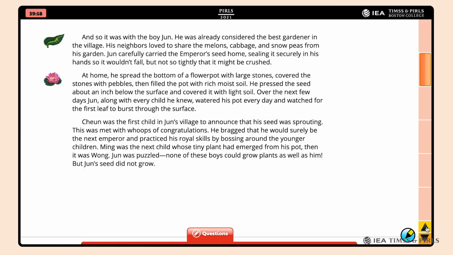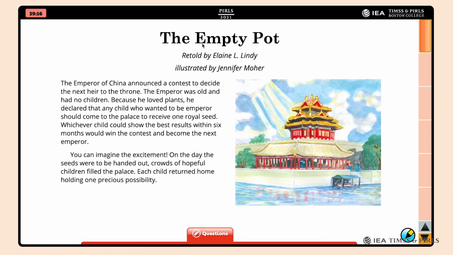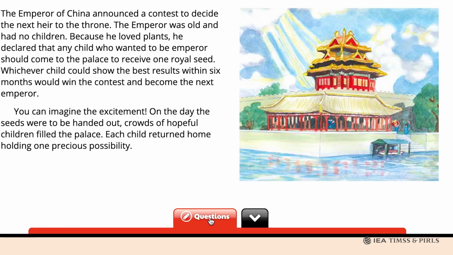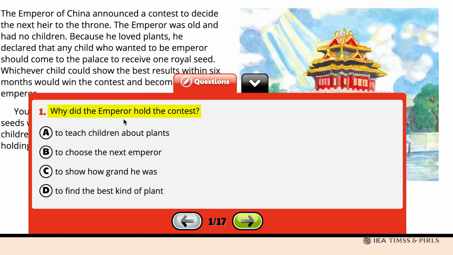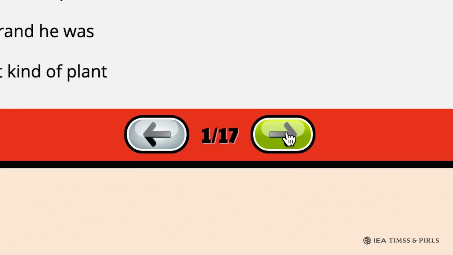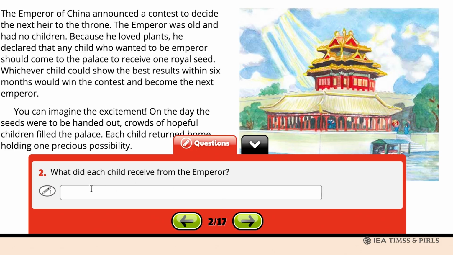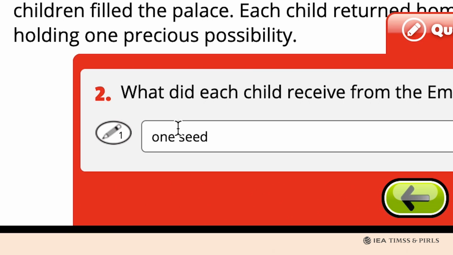After a quick read through the story, students returned to the beginning and brought up question 1. Why did the emperor hold the contest? The correct answer is to choose the next emperor, option B. Students click on the green arrows to advance through the questions. Question 2 asks, what did each child receive from the emperor? Students need to type in a seed.